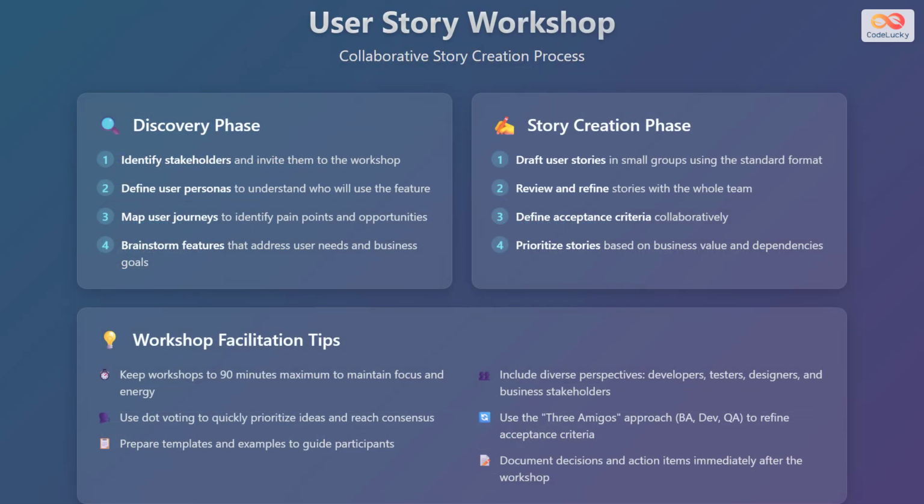A collaborative story creation process involves a workshop. The discovery phase includes identifying stakeholders, defining user personas, mapping user journeys, and brainstorming features. The story creation phase includes drafting user stories, reviewing and refining stories, defining acceptance criteria, and prioritizing stories. Remember to keep the workshop short, use voting to prioritize ideas, and prepare templates to guide participants. Also, include diverse perspectives, use the 3 amigos approach, and document decisions after the workshop.